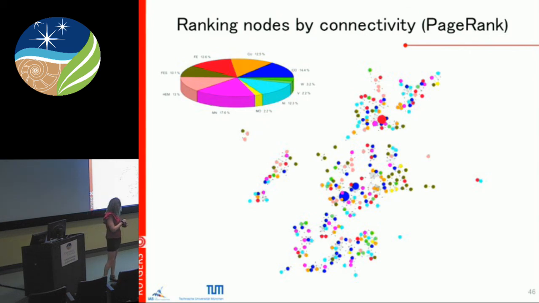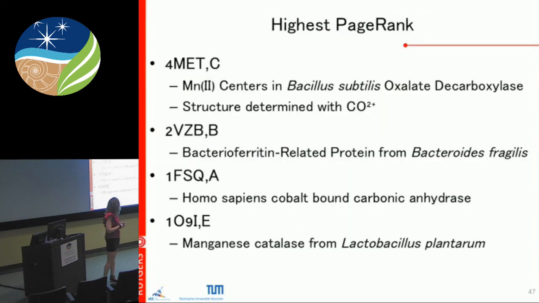But these guys show up, right? And actually, if you look at them, they make sense. So this one, there are 4 that I showed you. This is a manganese center of Bacillus subtilis oxalate decarboxylase, right?